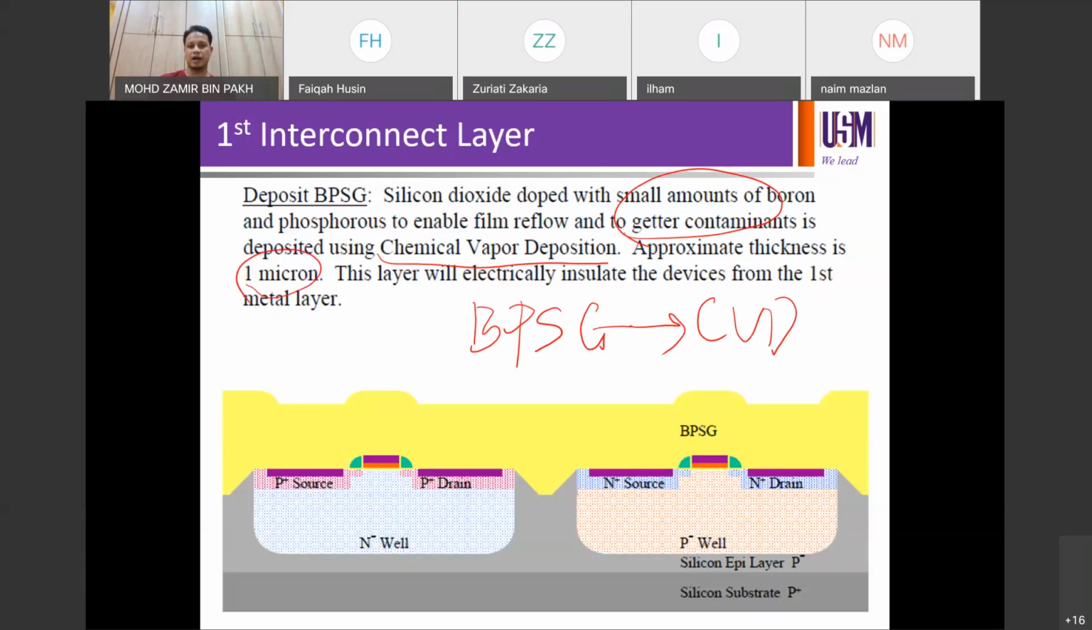Electrically insulate the device from the first metal layer. So the role is to insulate. So it's a dielectric layer to insulate the device from your first metal layer. So we're going to see the first metal. So sekarang dah masuk backend lah. Tadi front end dah habis. Sekarang backend engineer punya job lah.